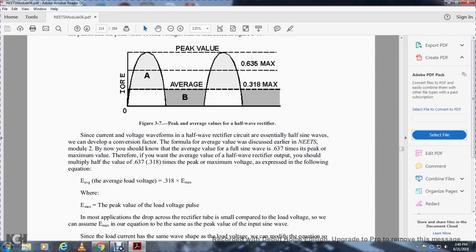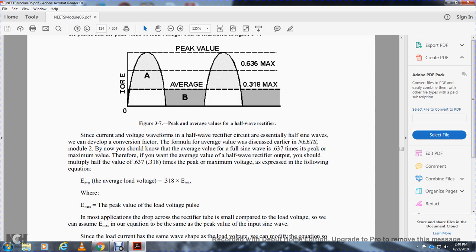Since the current and voltage waves of the half-wave rectifier are essentially half sine waves, you need a conversion factor to find the average value, as discussed in module 2. You should know that the average value of the full sine wave is 63.7% of its peak, or maximum value. Therefore, to get the average value of the half-wave rectifier, you multiply 0.637 by half, which gives 0.318 times the peak voltage, expressed in the following equation.